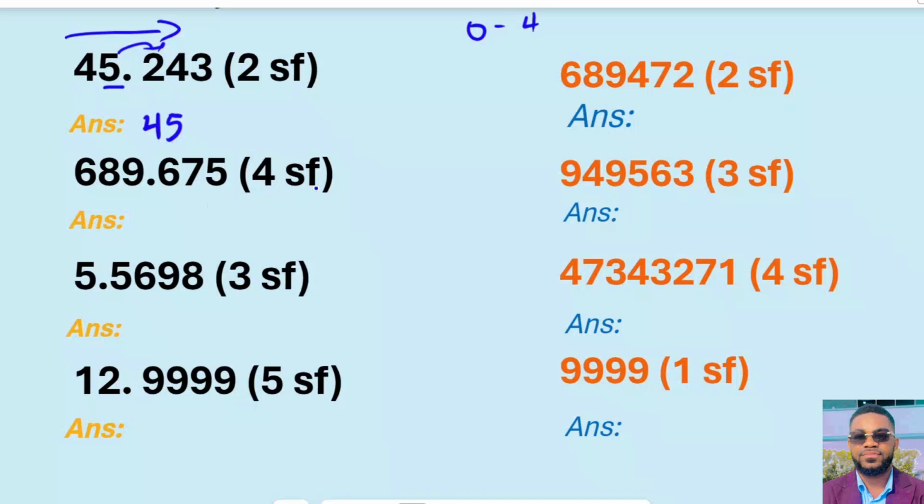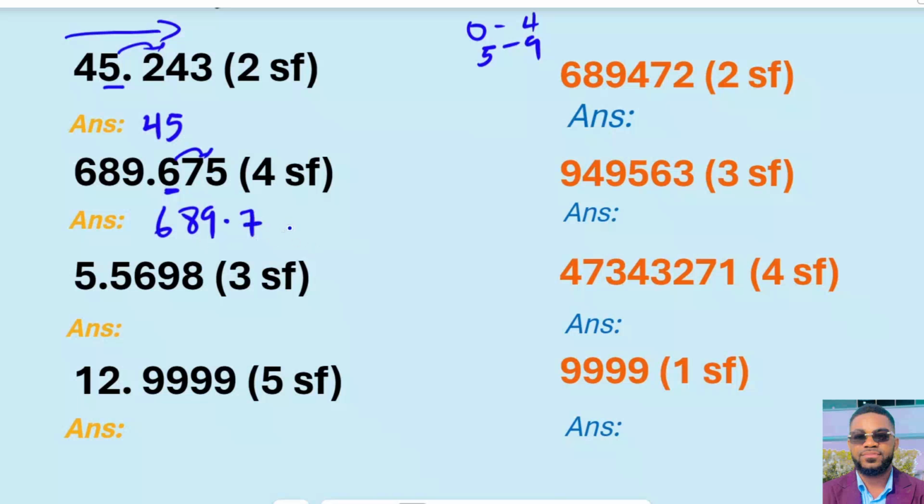To 4 significant figures, this is obviously going to be the first one. So the second, the third, and the fourth. So that's going to be 6. Let's check the number behind. That is going to be 7. 7 falls within the range 5 to 9. So that means we have to add 1 to this 6, making 7. So our answer is going to be 689.7.